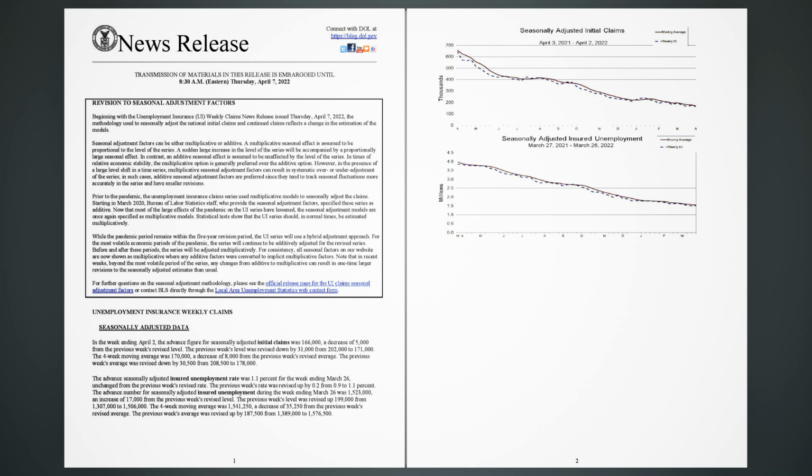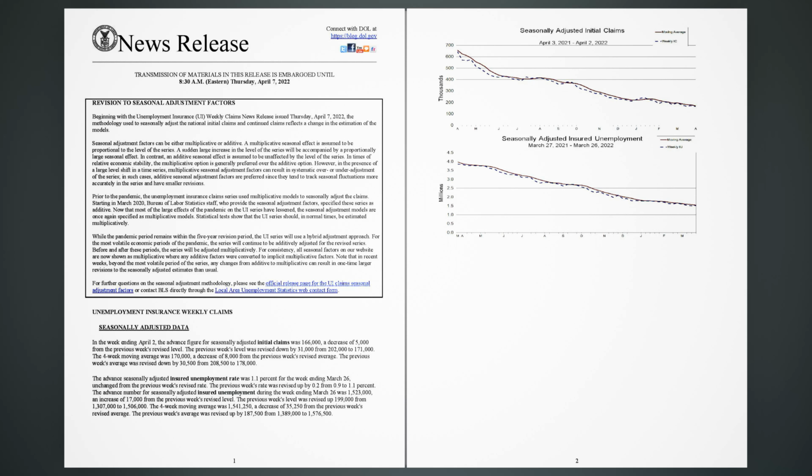In times of relative economic stability, the multiplicative option is generally preferred over the additive option. However, in the presence of a large level shift in a time series, multiplicative seasonal adjustment factors can result in systematic over or under adjustment of the series. In such cases, additive seasonal adjustment factors are preferred since they tend to track seasonal fluctuations more accurately in the series and have smaller revisions.